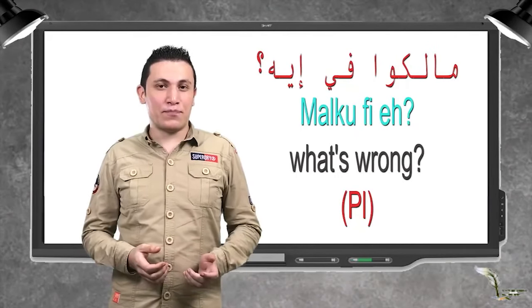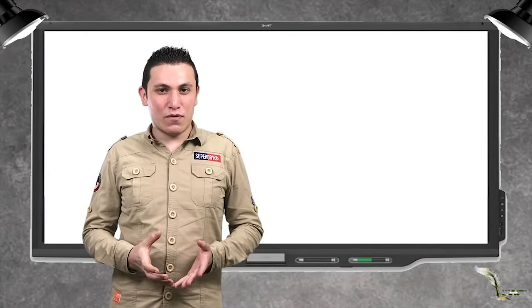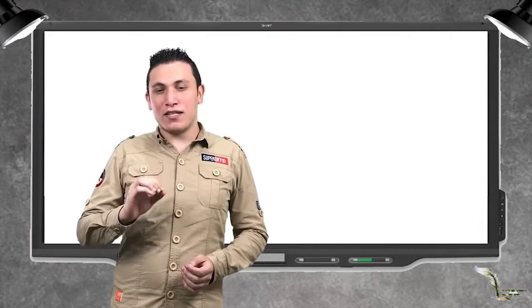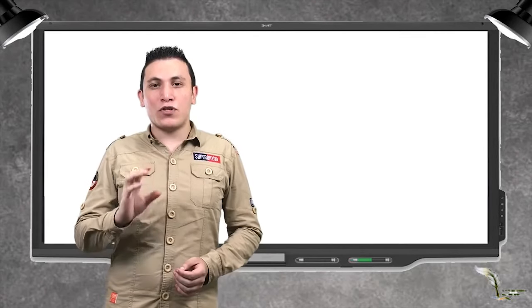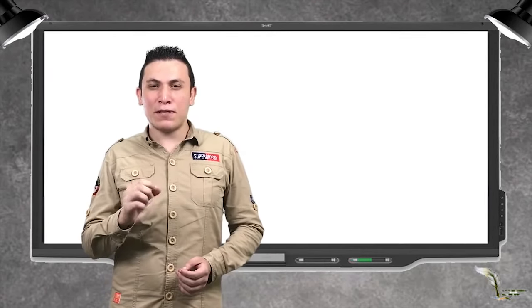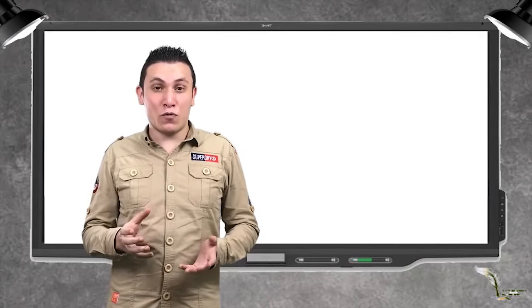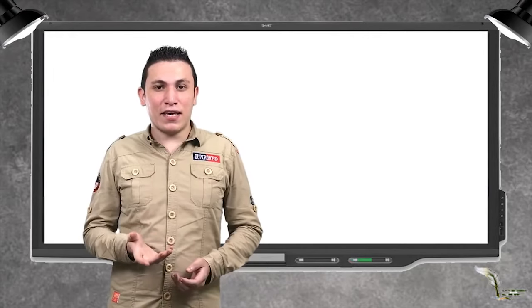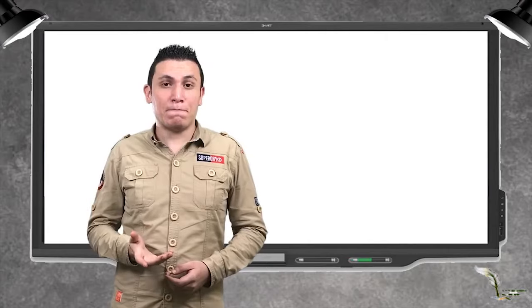مالكو, في ايه. This means, what's wrong with you? Now, this question is only used in one specific situation. When you see someone close to you feeling a bit upset about something and you want to know what's going on with them, right? So you go with مالك في ايه, or مالك في ايه, مالكو في ايه.